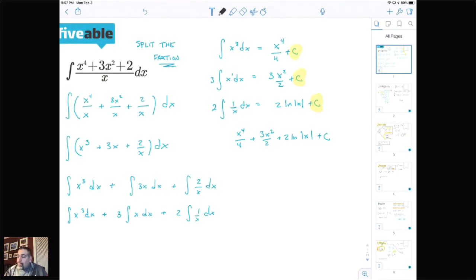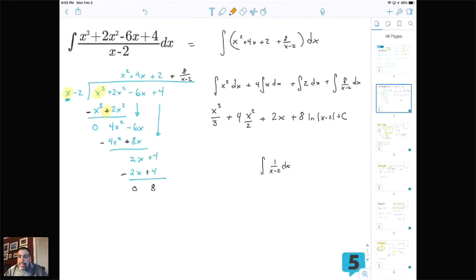In our first example, the idea was something I referred to as split the fraction. If you can break it up using common denominators and you can go term by term, very often those terms are simpler than just taking it on directly. So that's a nice algebra maneuver to remember.